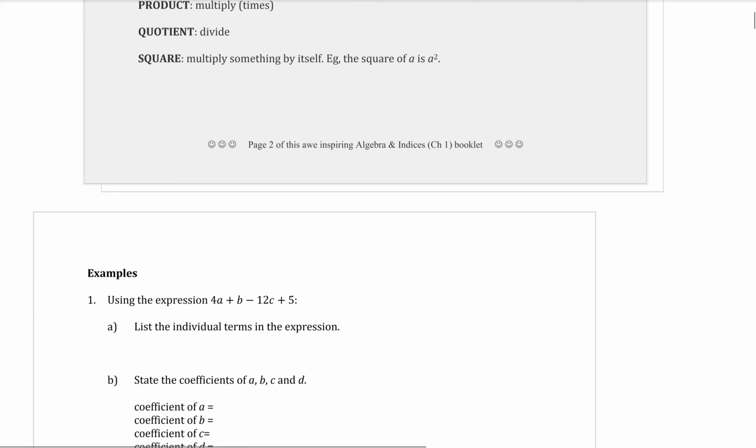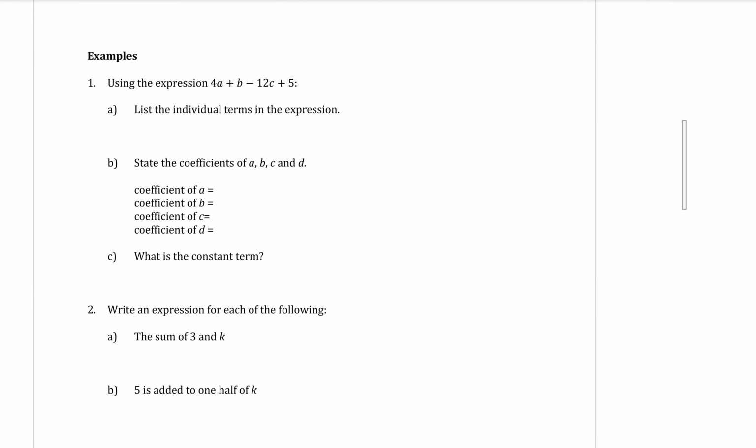Okay? All right. So now that we know all the words, we've revised all the words, hopefully I'll be able to write on my screen again the answer to these examples here. Let's have a look. I'm giving you an expression, 4a plus b minus 12c plus 5. Very similar to the last one we just looked at. Using that expression, it says list the individual terms. Remember, the terms are the parts that are separated by the plus and minus signs. So my first term is going to be the 4a.